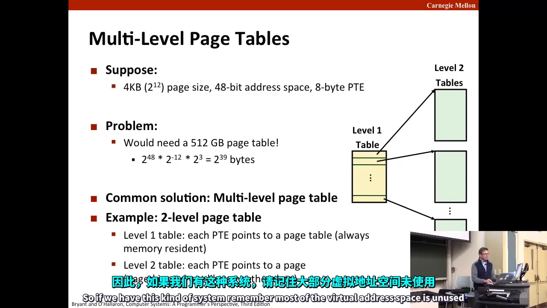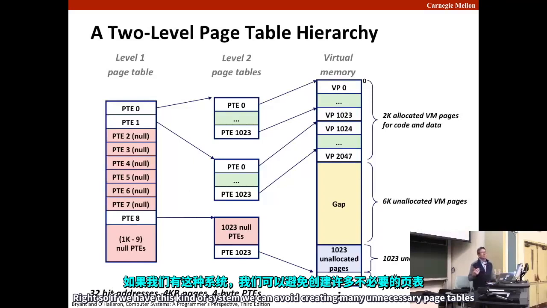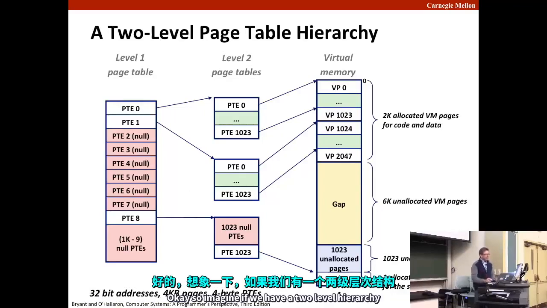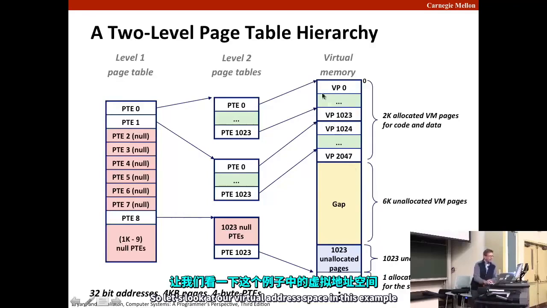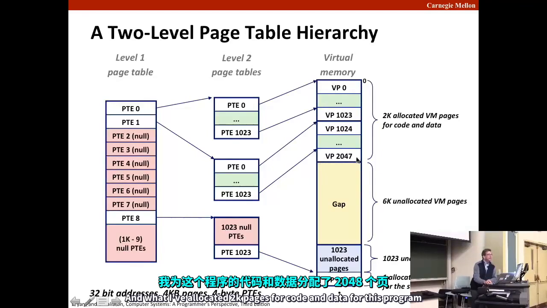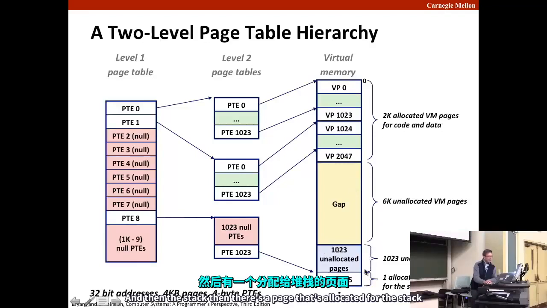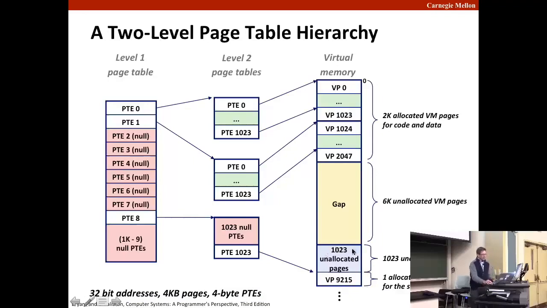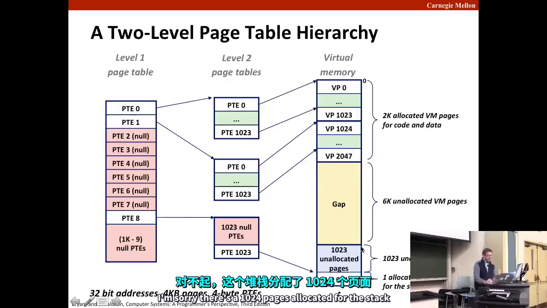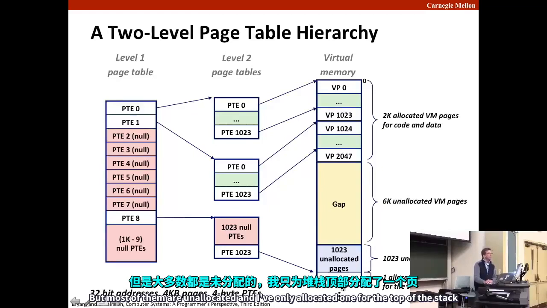So if we have this kind of system, you remember most of the virtual address space is unused. Right? So we can avoid creating many unnecessary page tables. Imagine we have a 2-level hierarchy. Let's look at our virtual address space in this example. I've allocated 2K pages for code and data for this program. And then there's 6K unallocated pages. And then for the stack, there's a region of memory the size of 1,024 pages, but most of them are unallocated, and I've only allocated one for the top of the stack.